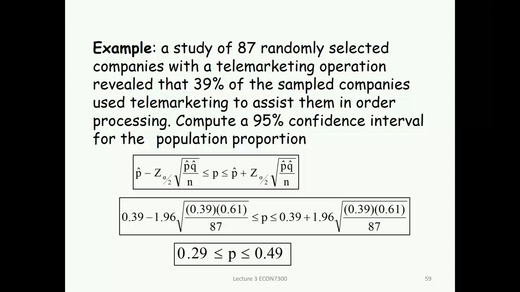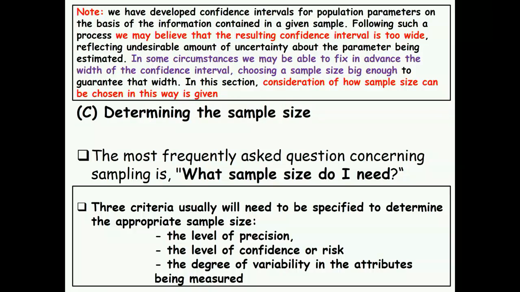Because of that, we have developed confidence intervals for population parameters on the basis of the information contained in a given sample. Following such a process, we may believe that the resulting confidence interval is too wide. If I tell you my age is between 30 and 60, you would say, this teacher didn't tell us anything, because 30 to 60 is too huge.